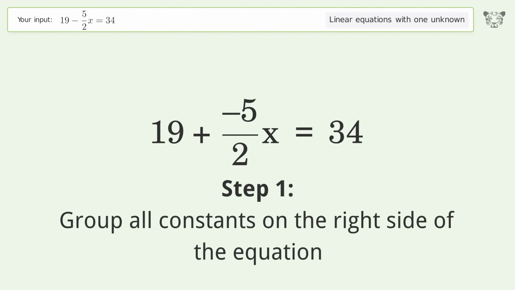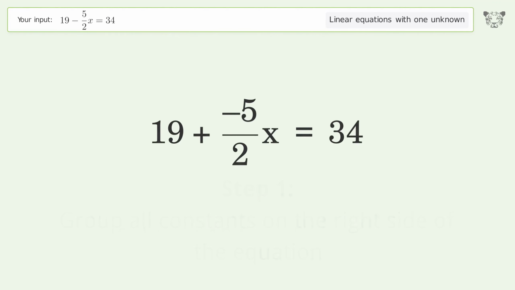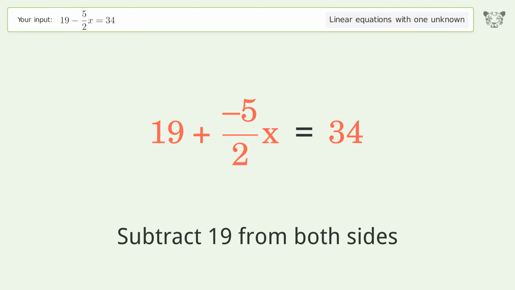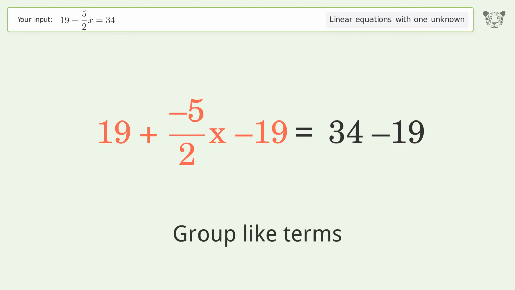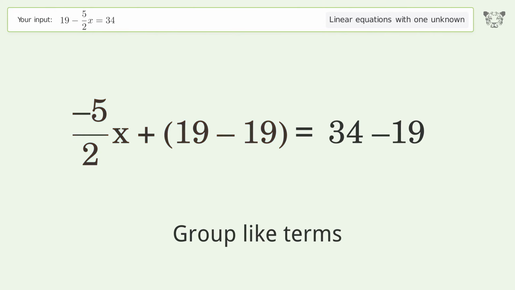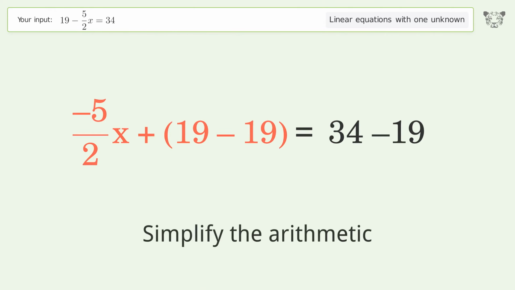Group all constants on the right side of the equation. Subtract 19 from both sides. Group like terms. Simplify the arithmetic.